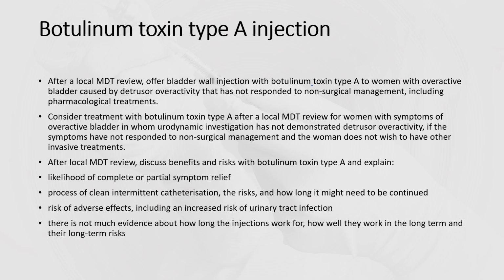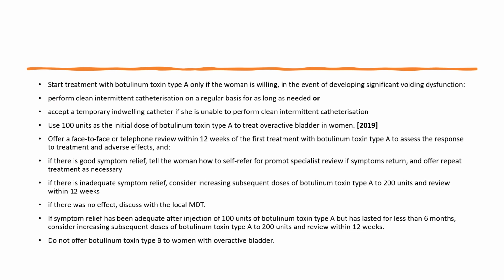There's not much evidence about how long the injection works for or how well it works in the long term, and its long-term risks. Start treatment with botulinum toxin A only if the patient is willing and able to perform clean intermittent catheterization on a regular basis for as long as needed, or they accept a temporary indwelling catheter if they're unable to perform clean intermittent catheterization. Use 100 units as the initial dose to treat overactive bladder.